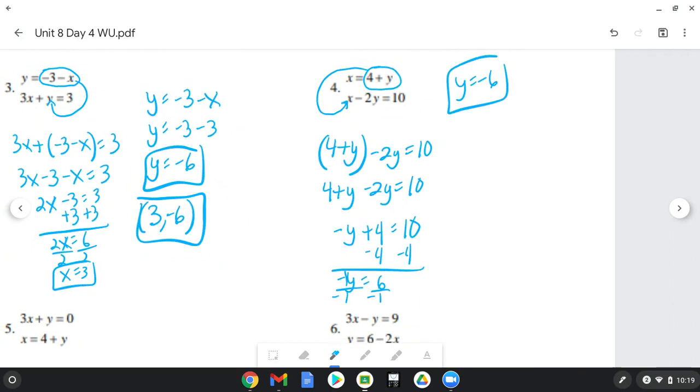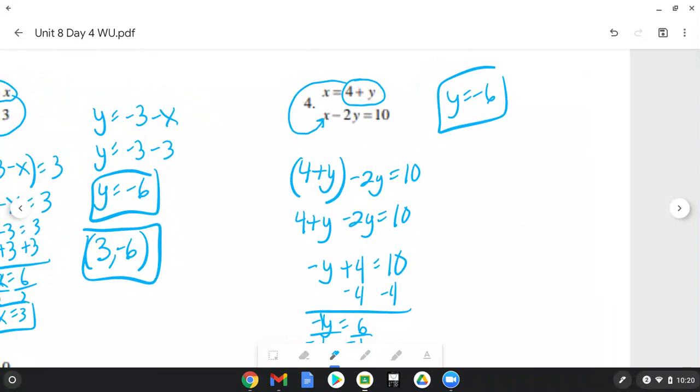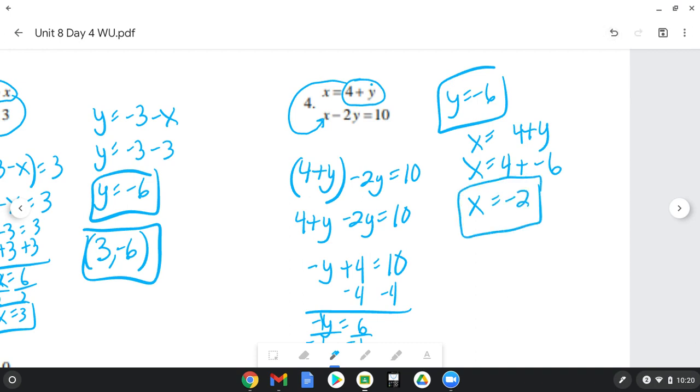So that's half my battle. And then on the bottom, I have x equals 4 plus negative 6. If I plug it into the top here, I plugged it into what I circled. And then that would be negative 2. So now we have negative 2 comma negative 6 is my answer.